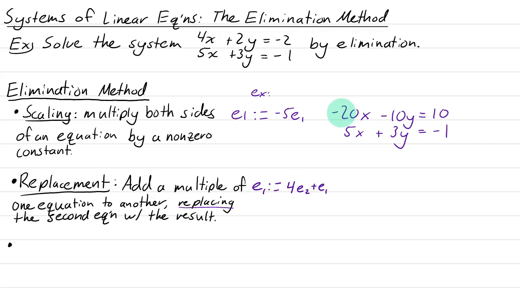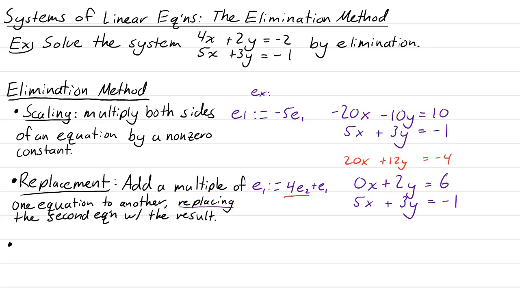So we're going to take negative 20x plus 4 times 5x. That will give you 0x there. And then we'll have negative 10y plus 4 times 3y will make 2y. 10 plus 4 times -1 is 6. And we're still going to leave the second equation alone.